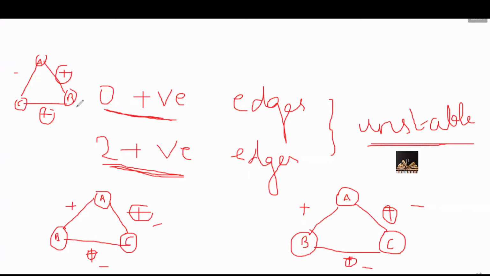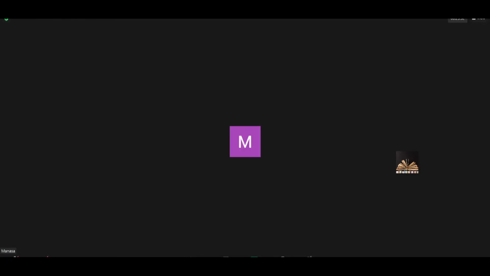A and B are friends. Okay. And B and C are friends. And again, A and C are enemies. So this doesn't work. Such type of relationship doesn't exist for a long time. Okay.